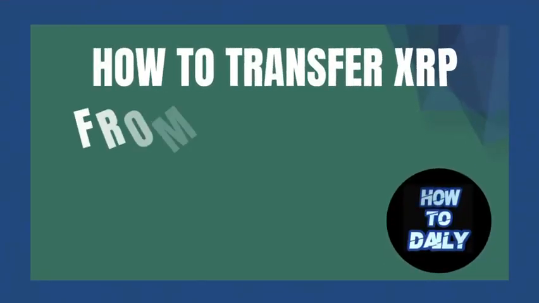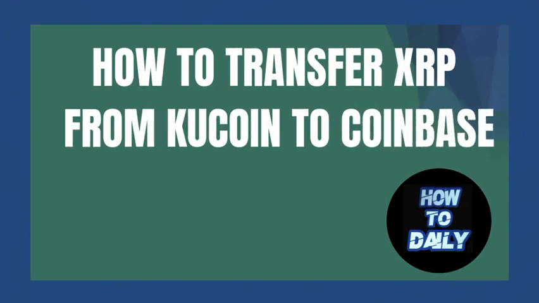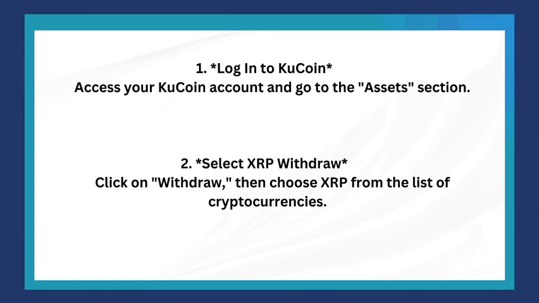Hey everybody, in this video I'm going to be showing you guys how to transfer XRP from KuCoin to Coinbase. So yeah guys, this is how you do it. So the first step is to log in to KuCoin, access your KuCoin account and go to the assets section. The following step is to select XRP withdraw, click on withdraw, then choose XRP from the list of cryptocurrencies.